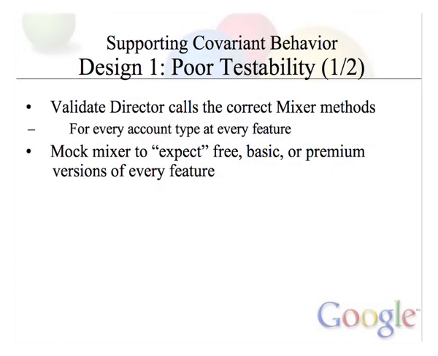Testability is also impacted when we want to validate that we're doing the right thing. The director has to call each correct mixer method, and we have to make sure that we do that for every account type at every feature. Otherwise, we'll have these bugs like we just found. So we need a mock mixer to expect the free or the basic or the premium versions of every single feature. What that means is a combinatorial explosion of tests.